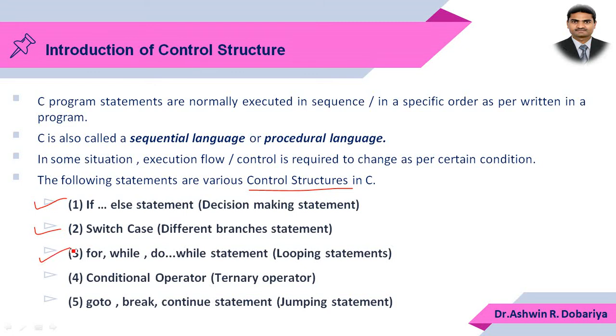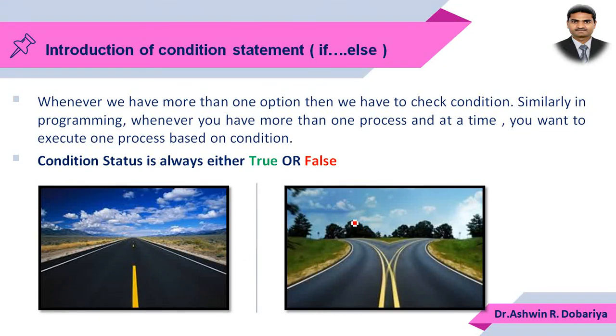Then loops also change the sequence of the control. So for loop, while loop, do while, we will discuss in detail in upcoming videos. Then the conditional operators, and other statements like goto, break, continue. So these are all considered under the control structure. All these control structures, or you can say statements, directly or indirectly change the flow of execution. And in this video we will discuss how we can write the if statement, or you can say the decision making statements, in 4 different ways. So let's start the discussion about the condition statement.